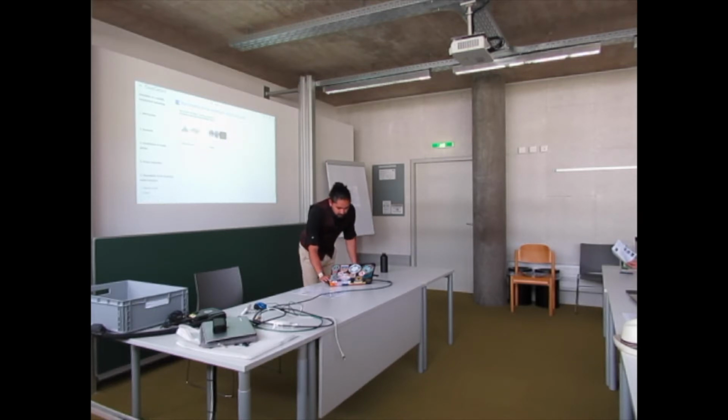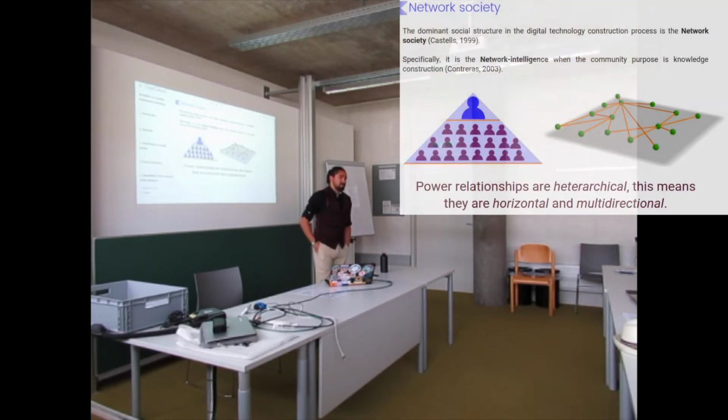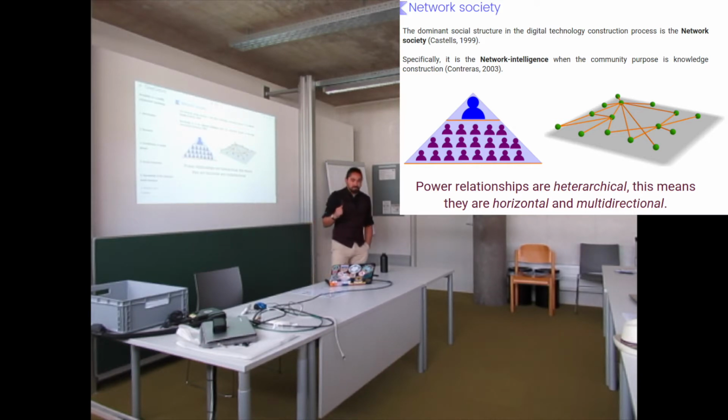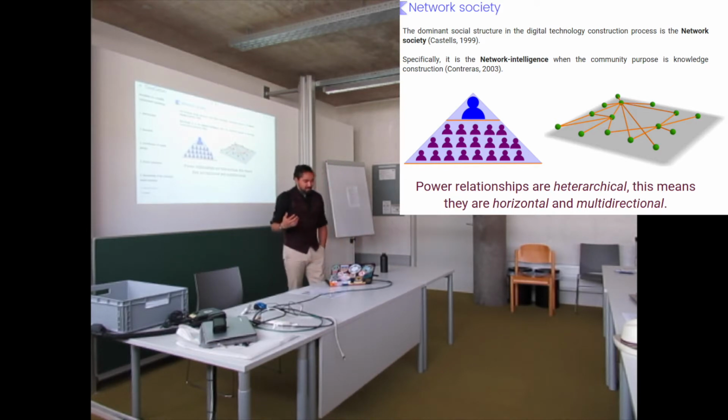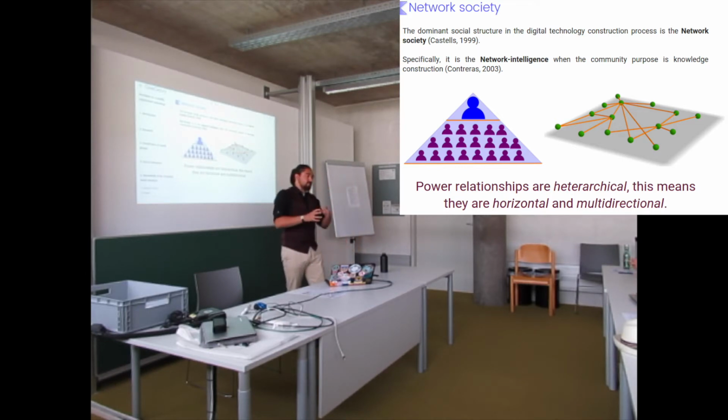And finally, it's like a conclusion. The normativity of the dominant social structure. Again, the question is how digital technology is socially constructed through the normativity of, well, network intelligence. Okay, what is that? Network intelligence. A Spanish anthropologist, Manuel Castells, proposed that the dominant social structure in the digital technology construction in this digital era is the network society. Okay, and specifically, if the community purpose is knowledge construction, like the GeoGebra community, it is network intelligence.